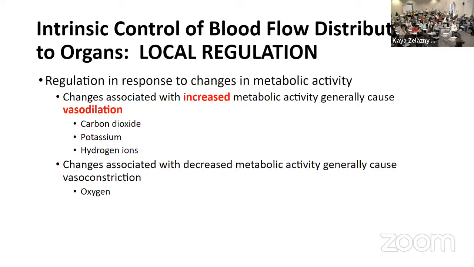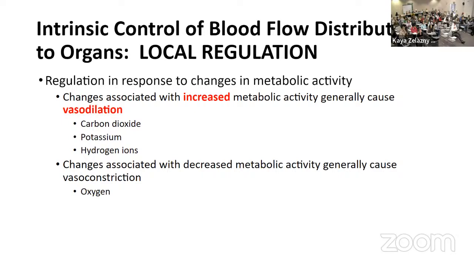So they're going to be doing glycolysis, the Krebs cycle, oxidative phosphorylation. They're producing ATP because they need it to do their function. So a lot of this regulation is going to be happening in response to a change in metabolic activity, resulting in changes to blood flow, at least the first things that we're talking about at this local level.